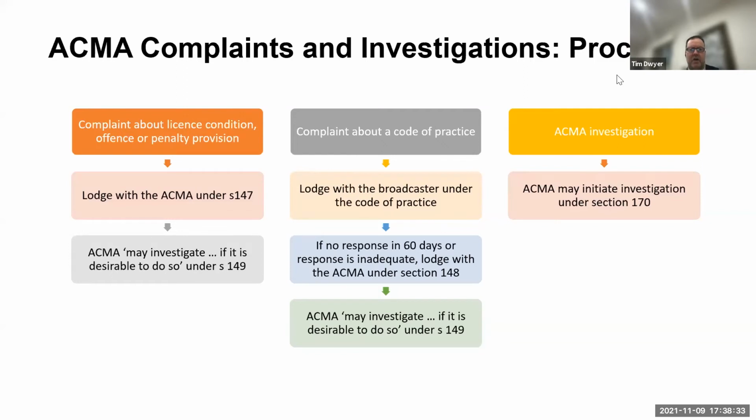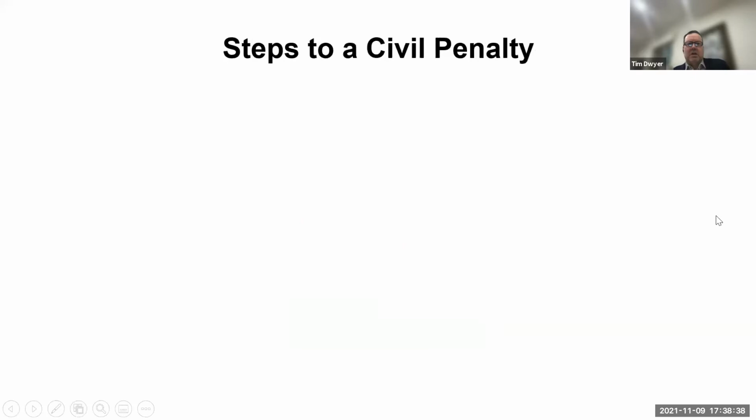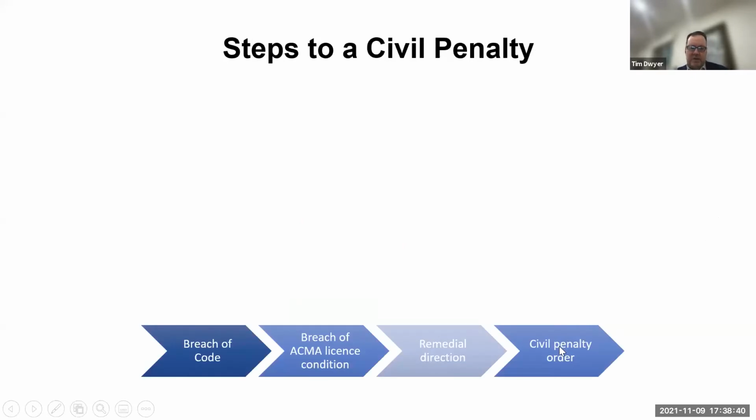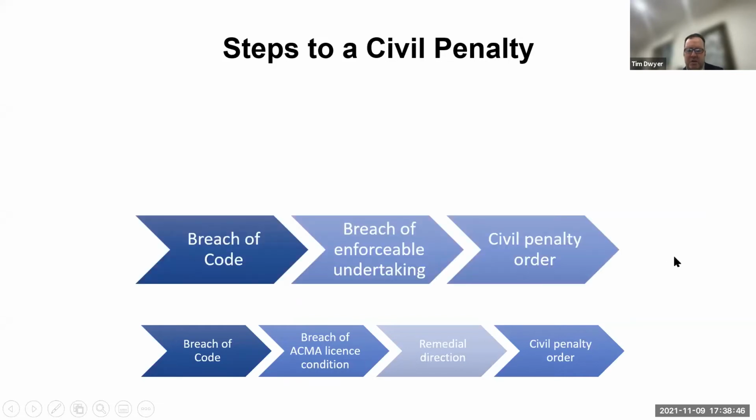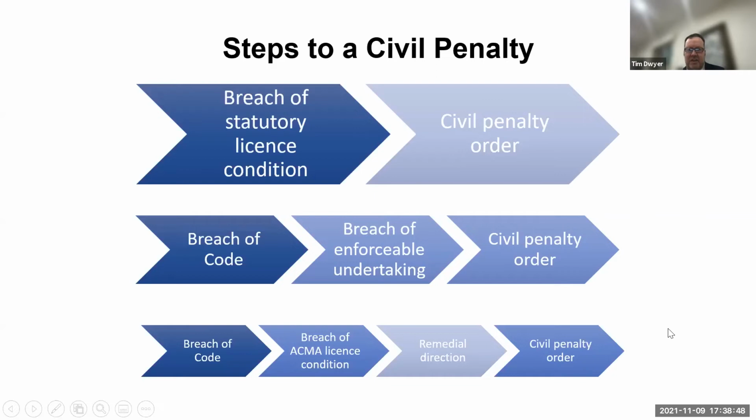Okay, the final slide is showing a number of steps required. We might need one more click, thanks. Thank you, that's it. These steps are required for enforcement of a civil penalty, in other words, a large monetary fine to be imposed on the owner of a TV broadcasting license.